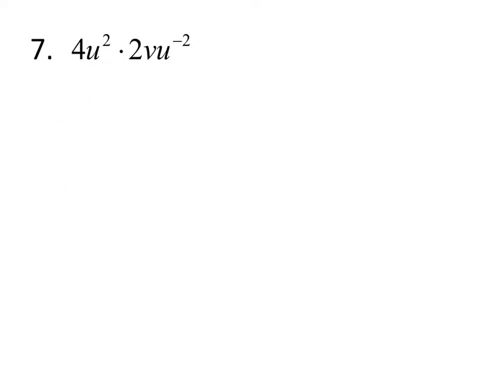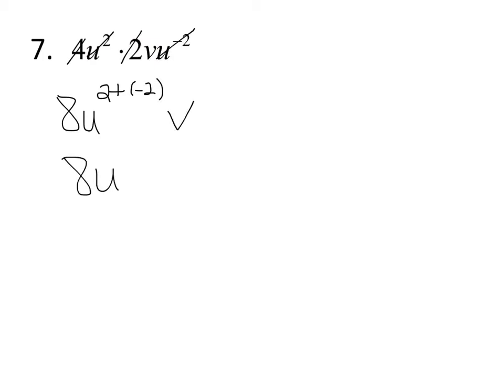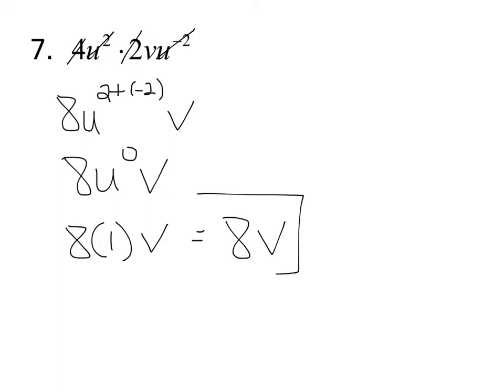Alright, same thing. 4 times 2 is 8. And then we'll go ahead and do the u's. U squared, u to the negative 2. So that's u to the 2 plus negative 2, gets rid of my u's, and then I just have a v. So 8u to the 2 plus negative 2 is 0, v. Anything to the 0 power is 1, so this becomes 8 times 1 times v, which is just 8v.